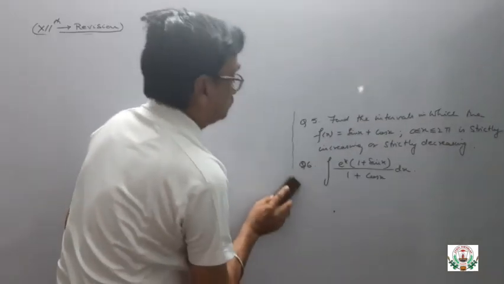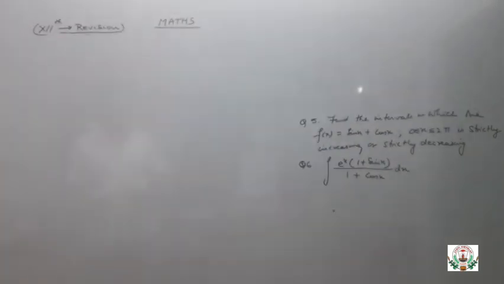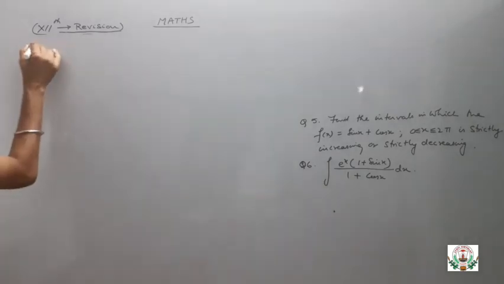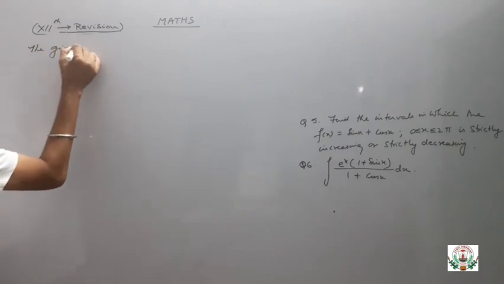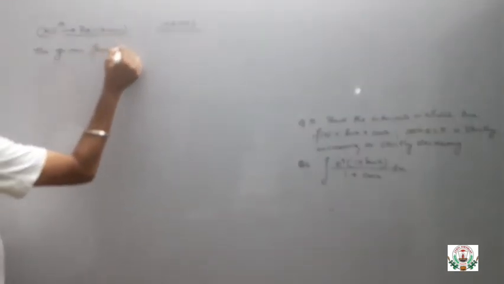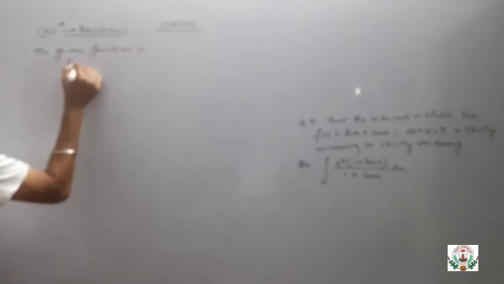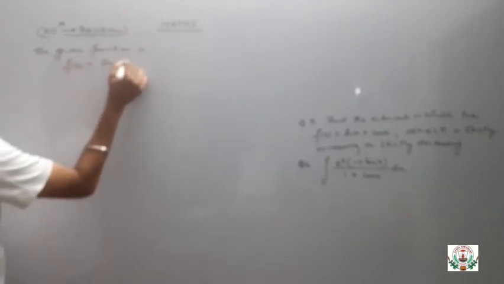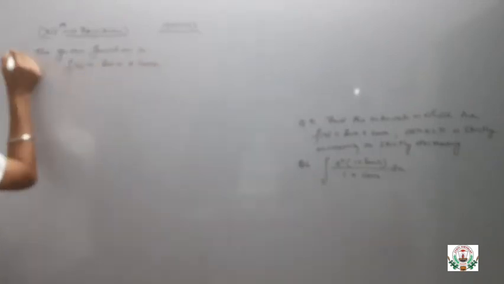Now let's come to question number 5. Find the interval in which the function f of x equals sin x plus cos x, where x is greater than or equal to 0 and less than or equal to 2 pi, is strictly increasing or strictly decreasing. The given function is f of x equals sin x plus cos x. f dash x is equal to cos x minus sin x.